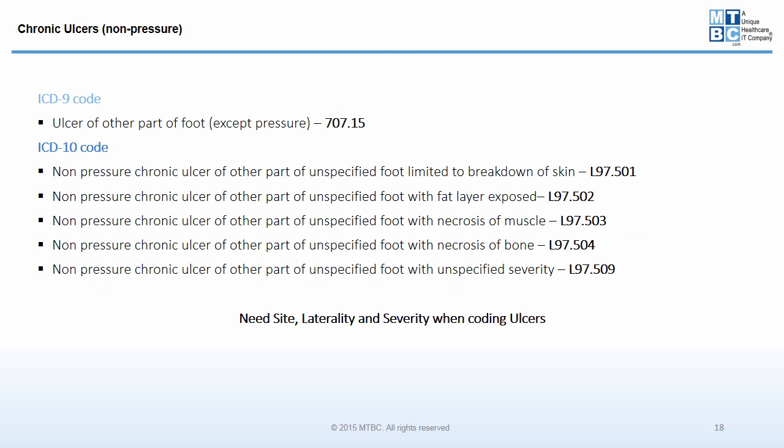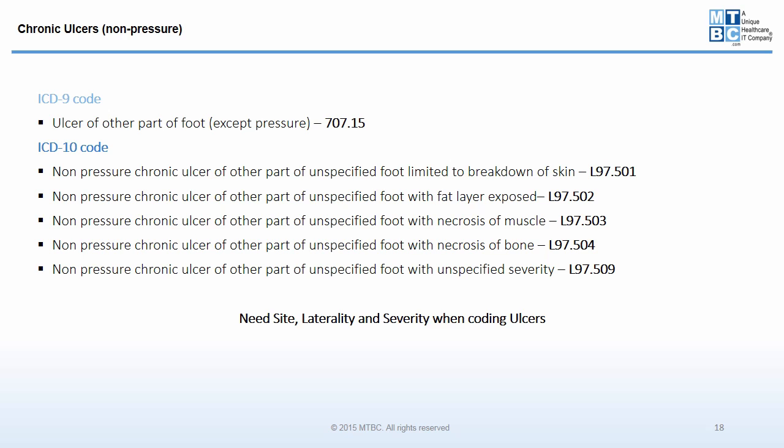ICD-9, okay, so chronic ulcers. These are not the pressure ulcers. This is what you need to know. We need to know, is it a chronic ulcer, and what site is it? And then what the breakdown of the chronic ulcer is. Is it a breakdown to skin? Has it gone to the fat layer? Is it necrotic of the muscle? Is it necrotic of the bone? And if we don't know that, we have to use unspecified severity. So of course, we need to know the site.